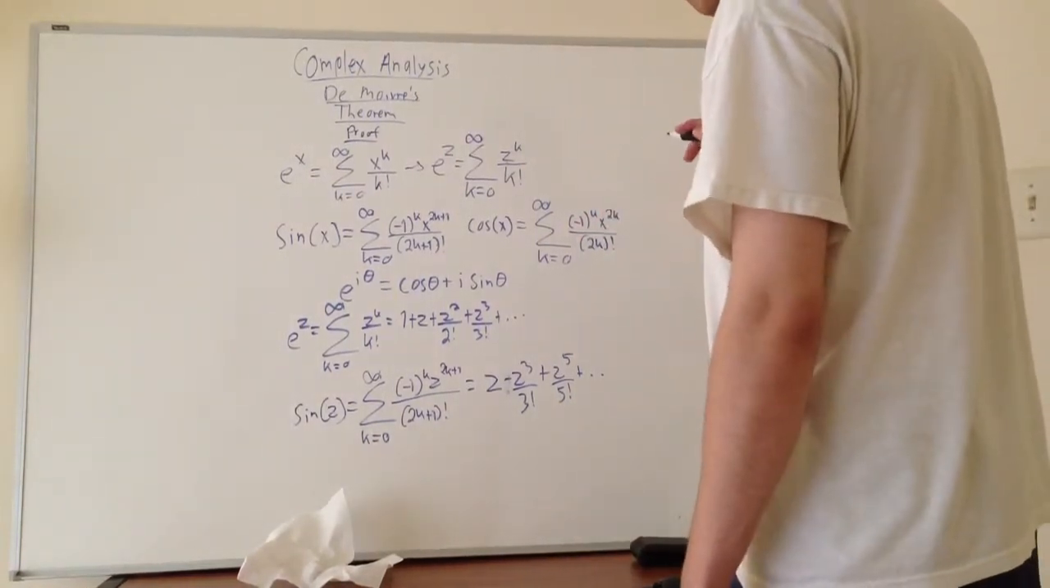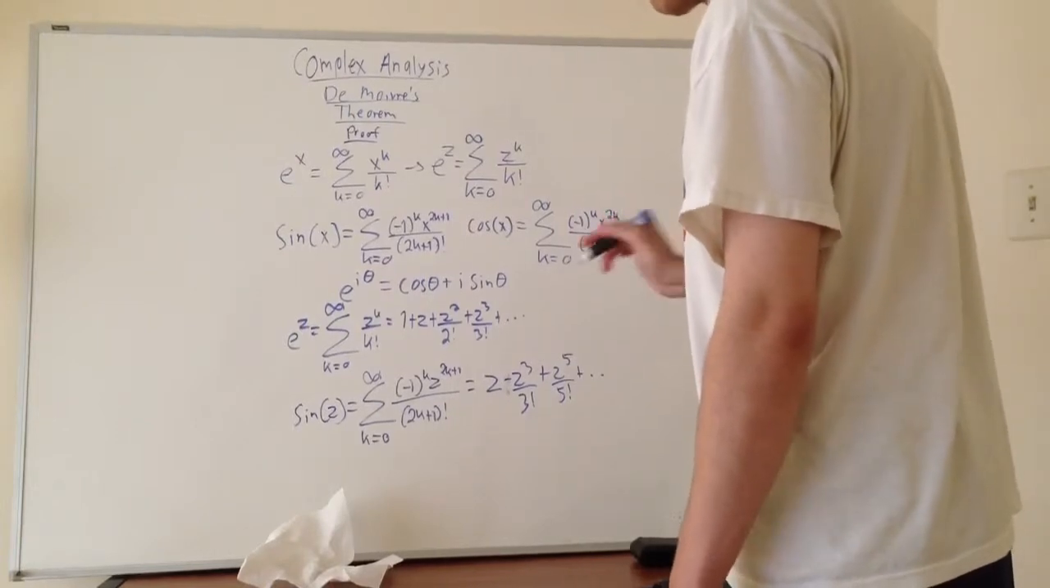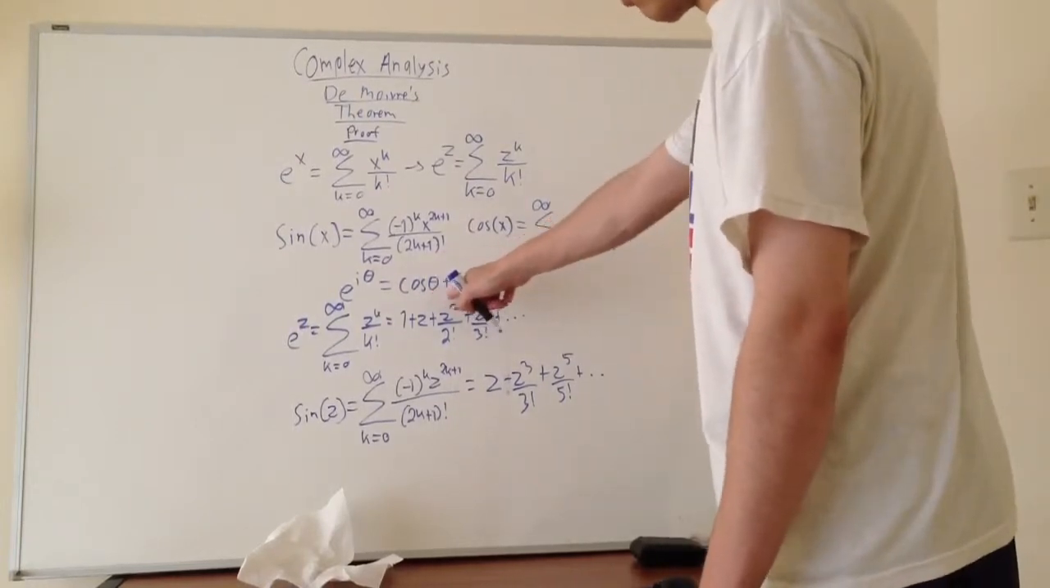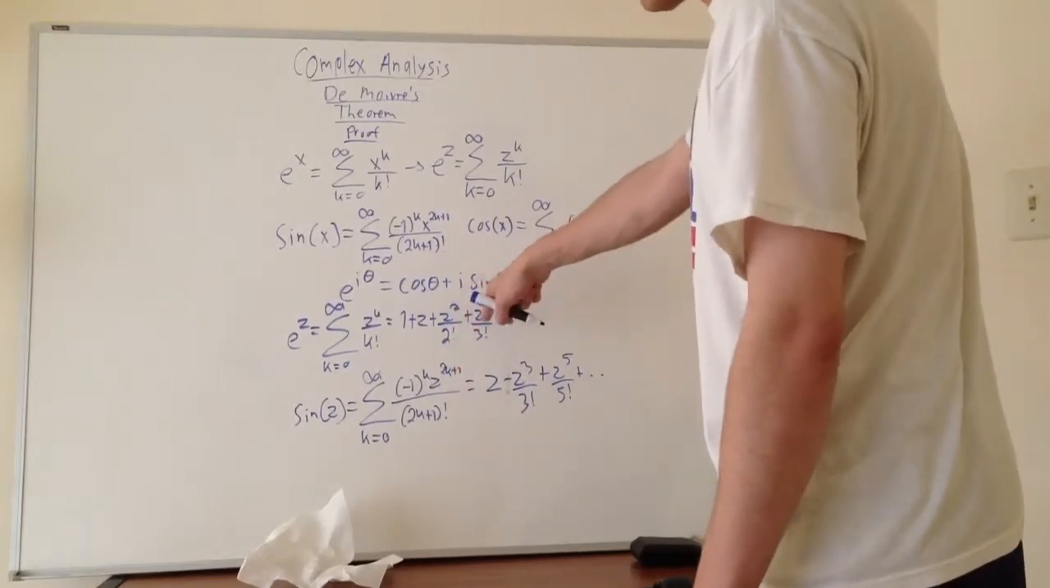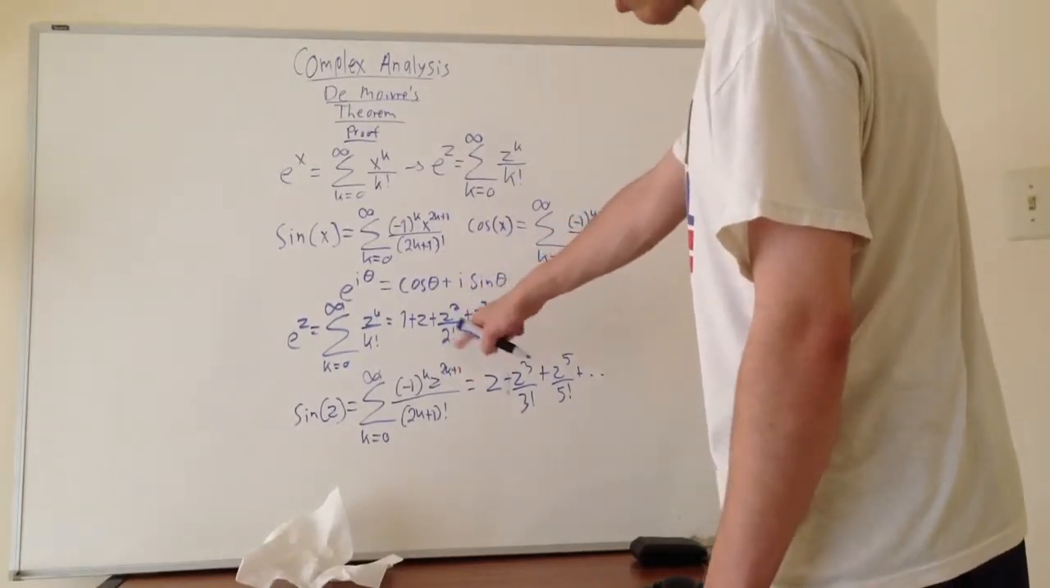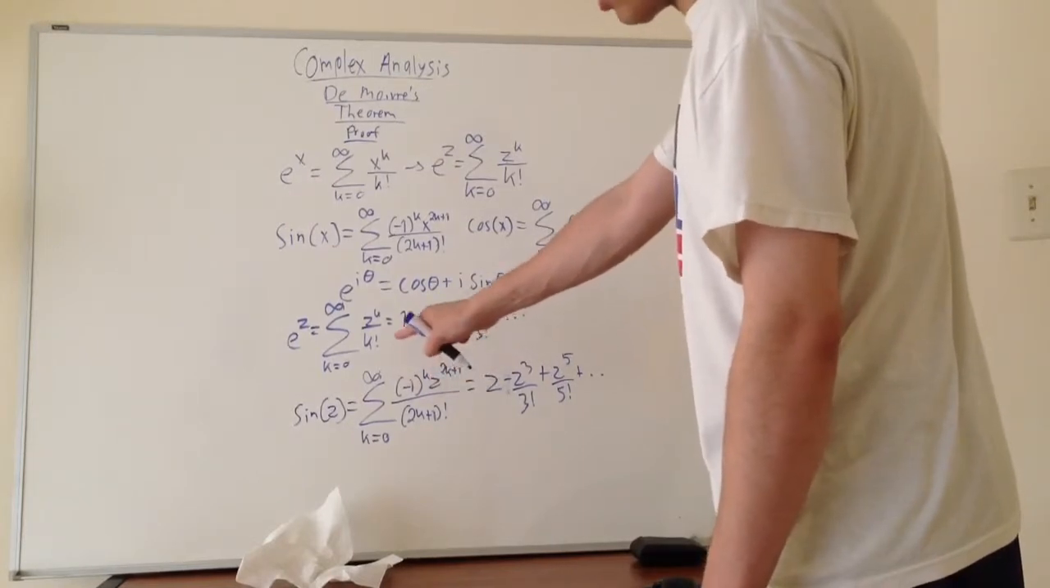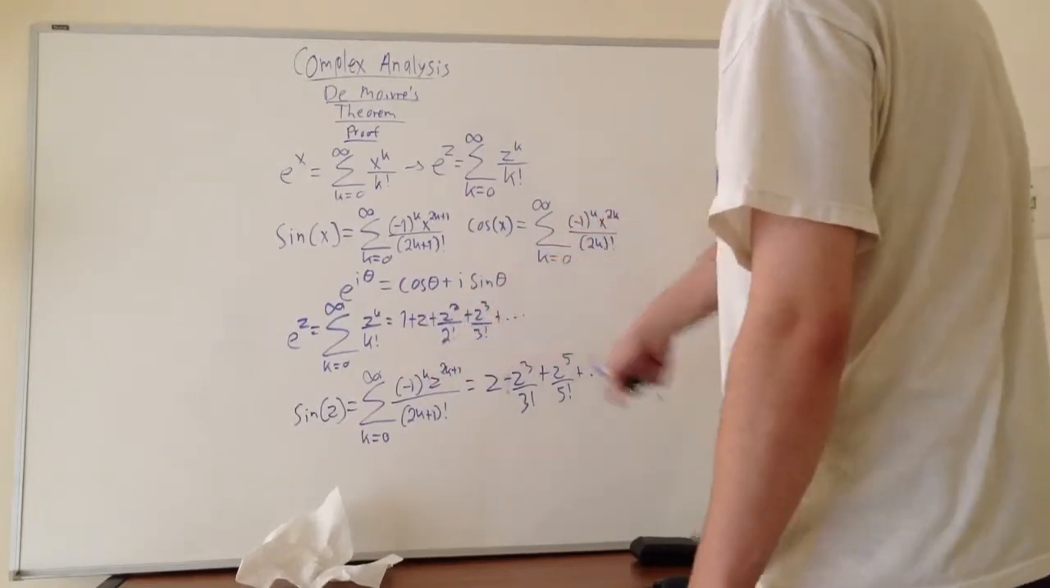I'm leaving the cosine part alone because the cosine theta here is just real. Here we have i sine theta, so I'm going to make use of some properties in a minute, and you'll see why I changed the sine from a real to a complex expansion.